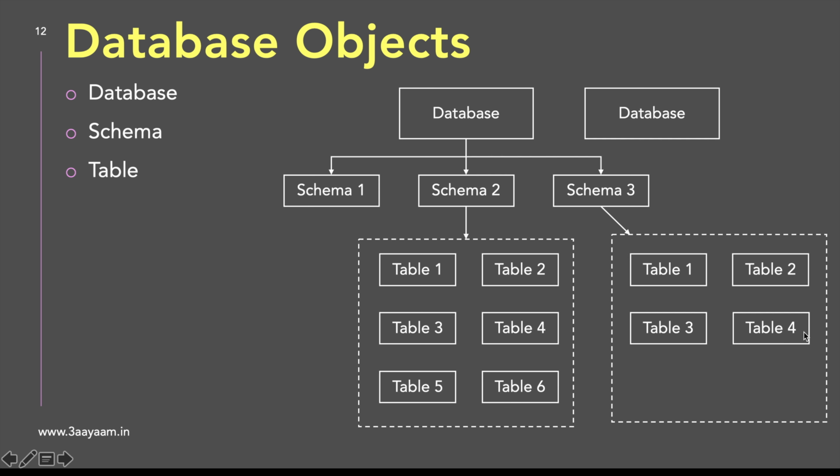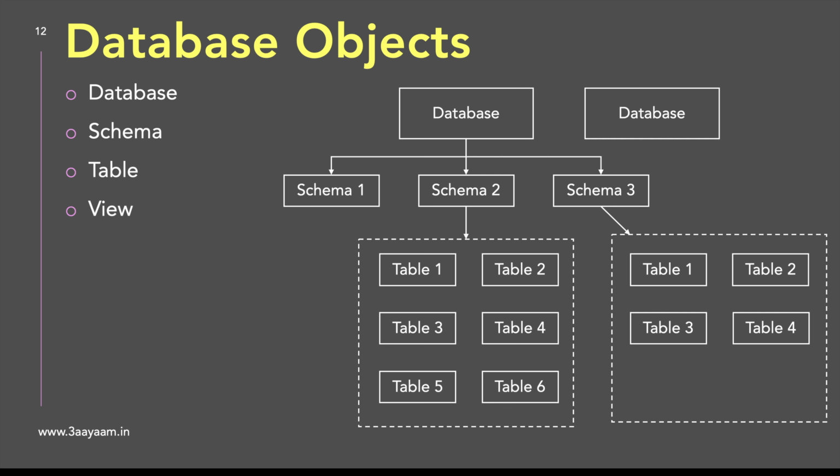And the table names are same. That is fine because these tables are created under schema 2 and these tables are created under schema 3. As long as the tables belong to different schema, the names can be same. But if the tables belong to the same schema, the names have to be different. So the table names or the object names should be different inside of a schema. The names of the schema should also be different in the database.